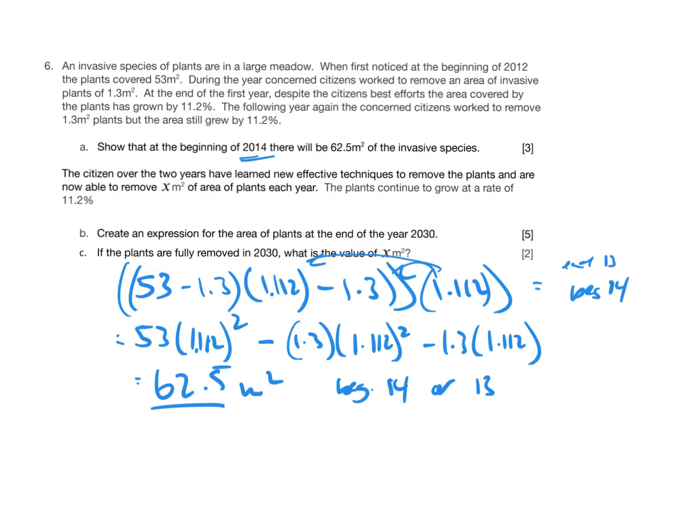Moving on to the scenario. The citizens over the 2 years have learned new effective techniques to remove the plants and are able to remove x meters squared of the plants each year. The plants continue to grow at a rate of 11.2%. Create an expression for the area of the plants at the end of 2030. So make sure we know we're going to the end of 2030.